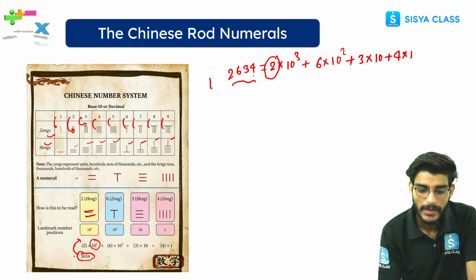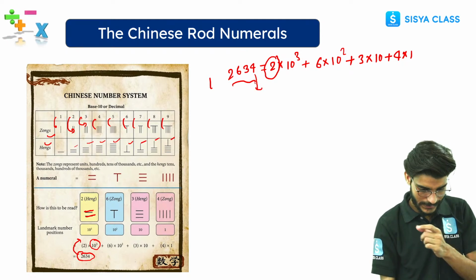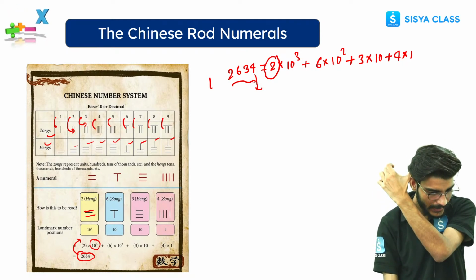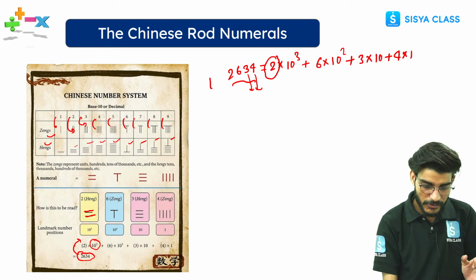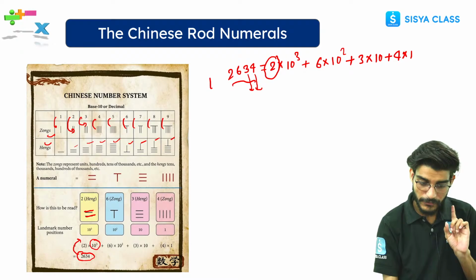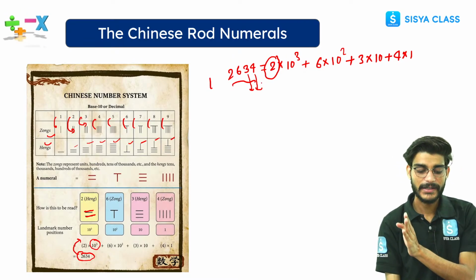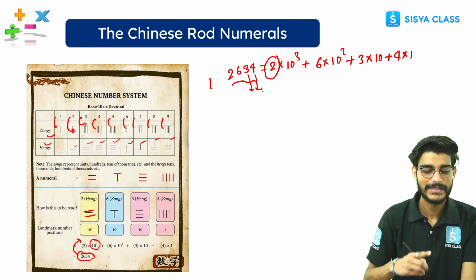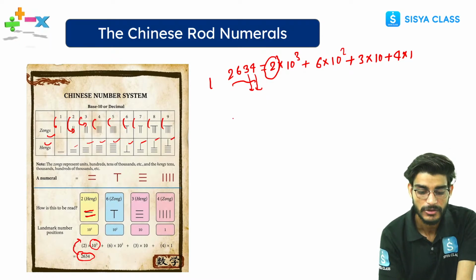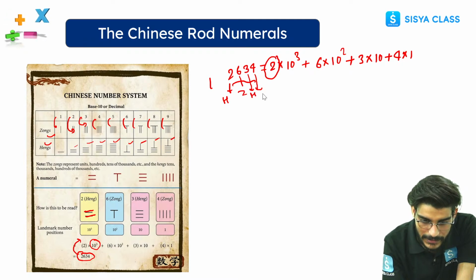See what you have to do. 4 ones you have to denote with jong, 4 tens you have to denote with hangs. So it will go like jong hangs, jong hangs, jong hangs. Clear? So if this is hang, this will be jong, this will be hang, this will be jong.